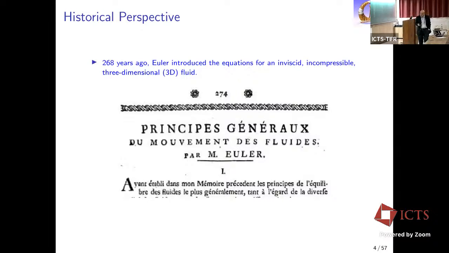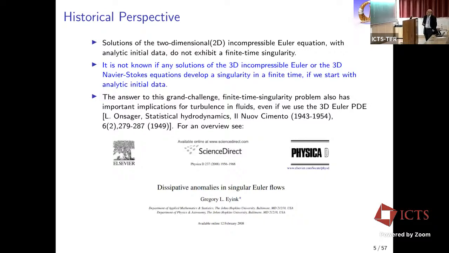Right, even though this equation has been around for quite a while, what is known with certainty is that solutions of the two-dimensional incompressible Euler equation with analytic initial data do not exhibit a finite time singularity. But it is not known to this day if any solutions of the three-dimensional incompressible Euler, or also its viscous descendant, the three-dimensional Navier-Stokes equations, develop a singularity in a finite time if we start with analytic initial data.